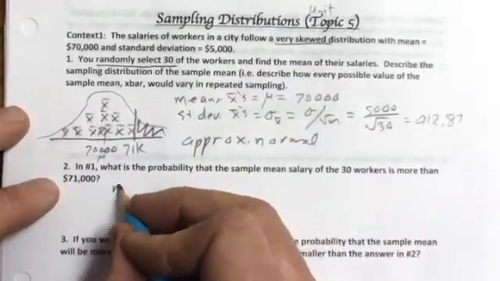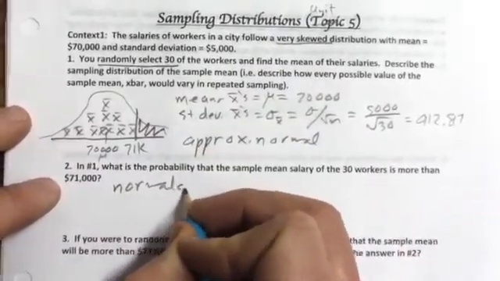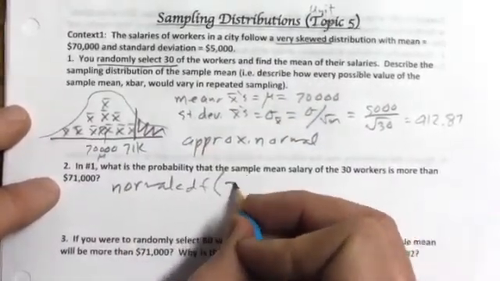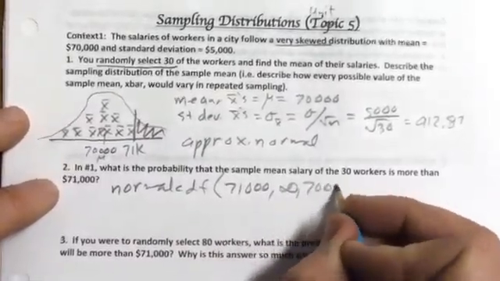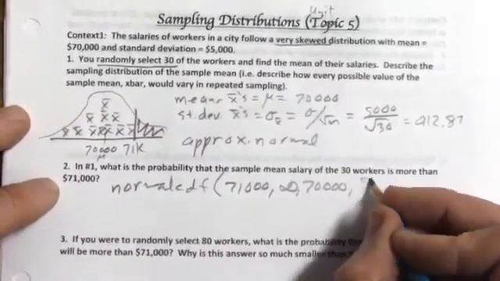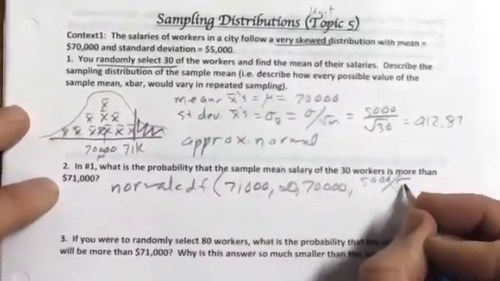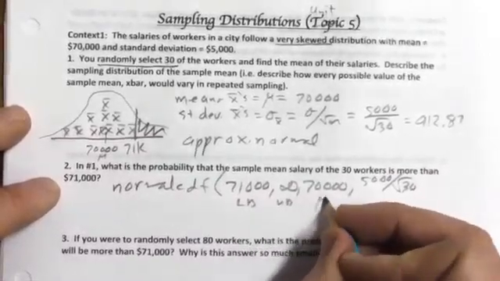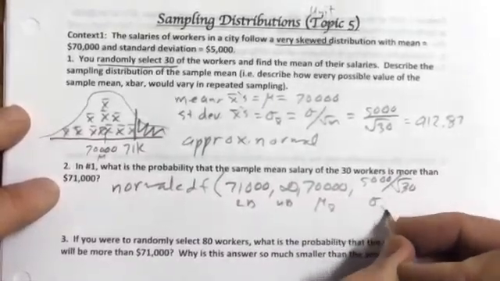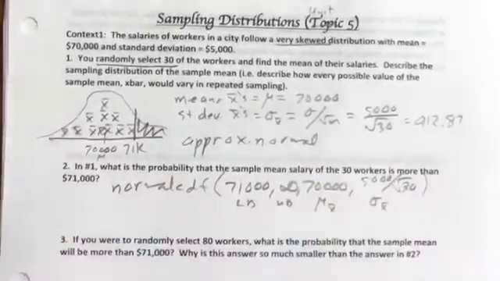And so we'll do normal CDF. Normal CDF greater than 71,000, so that'd be 71,000 to infinity. Our mean is 70,000 and our standard deviation is 5,000 divided by the square root of 30. This would be our lower bound, that would be our upper bound. That is the mean of our x bars, that is the sigma of our x bars. And so let's see what we get.